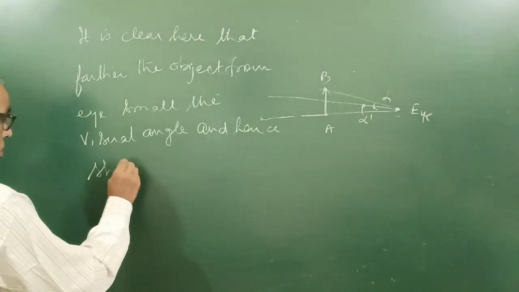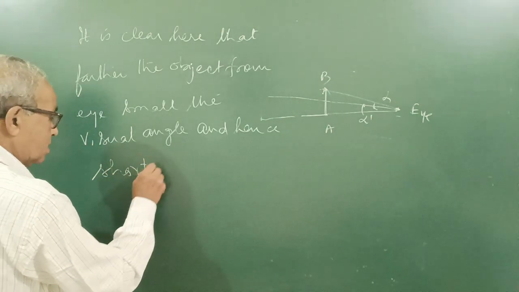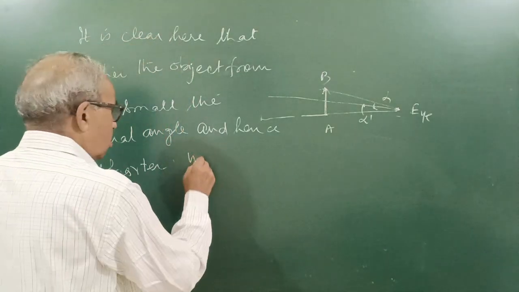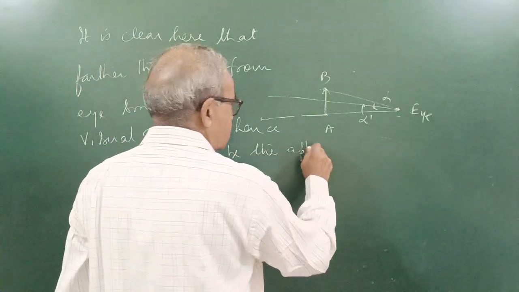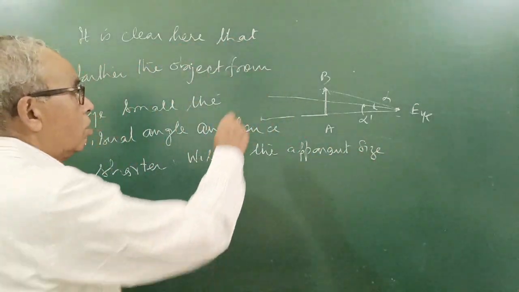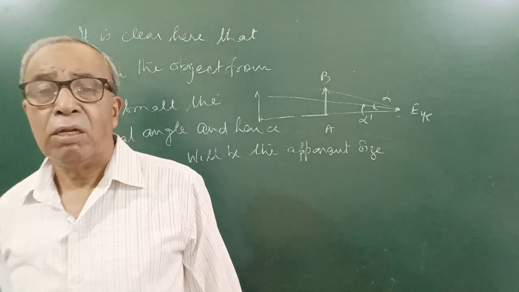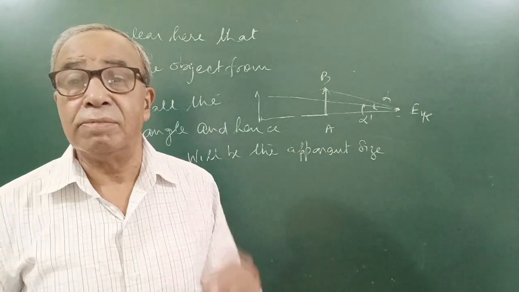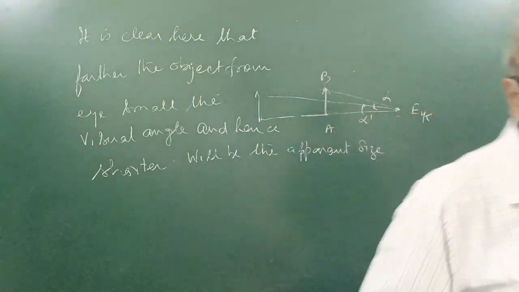and hence shorter will be the apparent size. The object is the same, but as it moves away and away, the angle subtended by it decreases, and the shorter will be the apparent size. Yes, this is very necessary to understand, the meaning of apparent size.